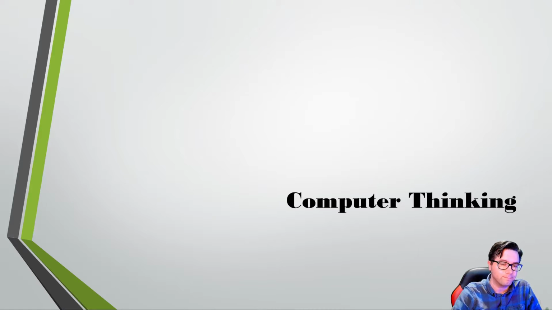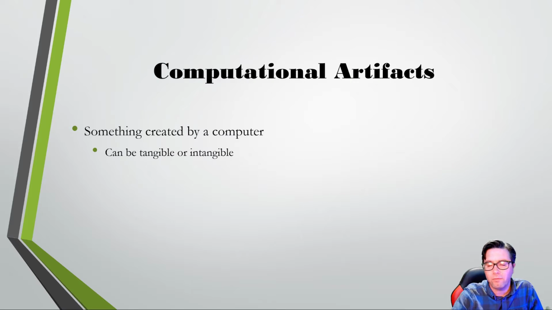So first thing is computer thinking, and we're going to start off with talking about computational artifacts. So what is a computational artifact? Really, it's something that is made by a computer, right? So I'm not saying it's authored by a computer. What I'm saying is it's something that is made on a computer. Okay, so it can be tangible or it can be intangible. Let's go over some examples.